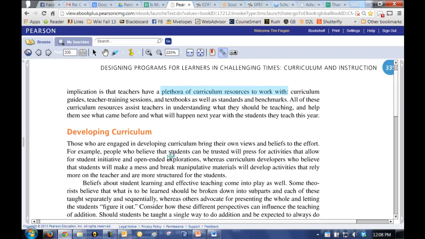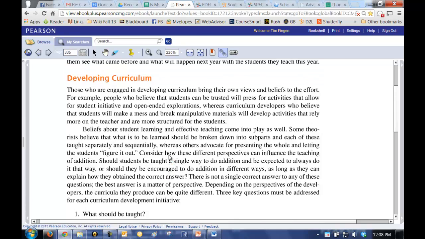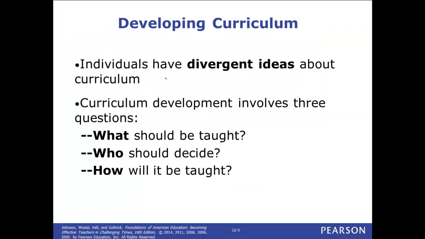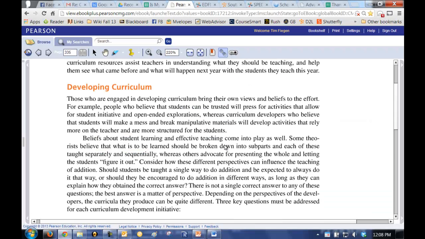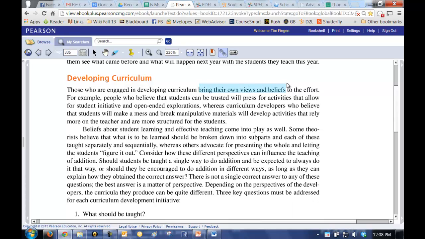Then developing the curriculum. Divergent ideas. What are divergent ideas? Mean different. Those who engage in developing curriculum bring their own views, beliefs to the effort. And that's what you and I both do. Okay, we bring our own things. That's what makes this so hard. That's what's so hard about all of school in agreement is we all have different views.